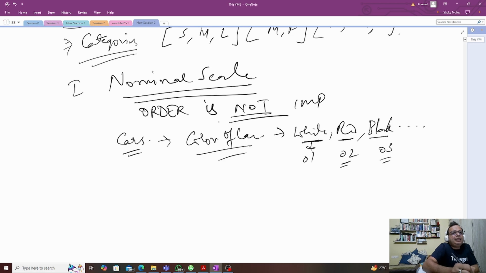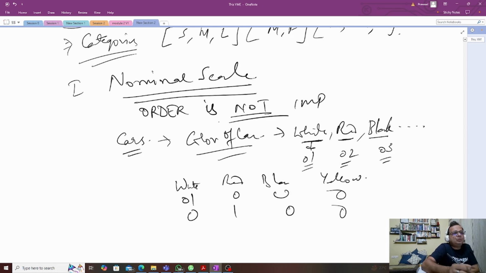But to make sure that the algorithm does not misinterpret this, it is always better that you keep separate columns. Let's suppose there are 5 colors that your vehicle is offering. So you put white, you put red, you put black, you put yellow. Let's suppose these are the 4 colors. And if it is a white color, you make this as 1 and make them as 0. If it is a red color, you make this as 1 and make this as 0. So all of these columns can take either a value of 0 or 1.